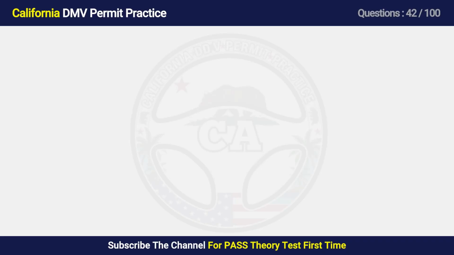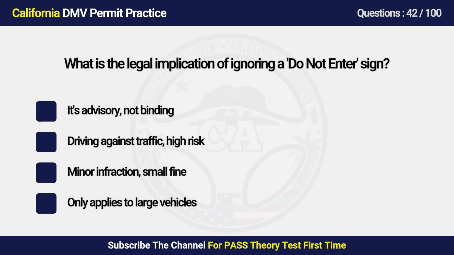Question 42. What is the legal implication of ignoring a Do Not Enter sign? A. It's advisory, not binding. B. Driving against traffic, high risk. C. Minor infraction, small fine. D. Only applies to large vehicles.